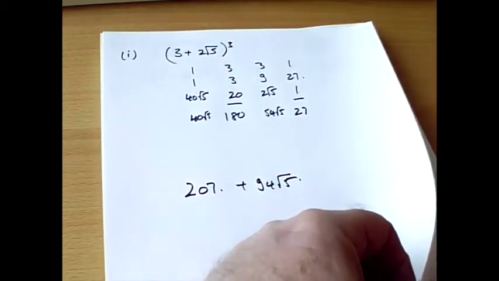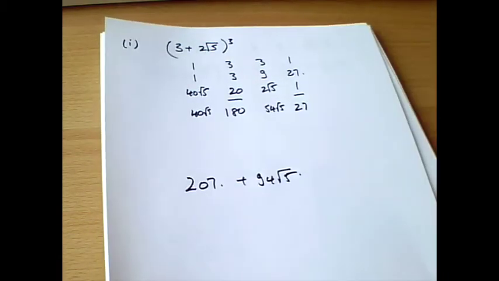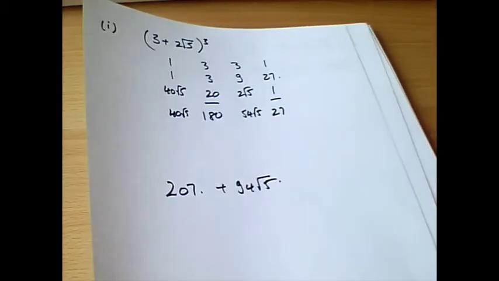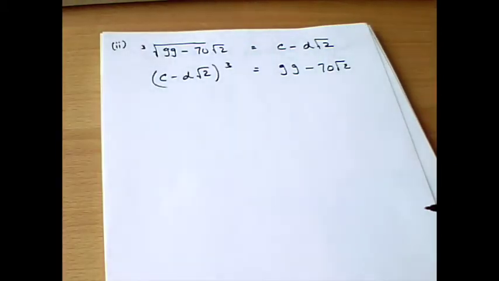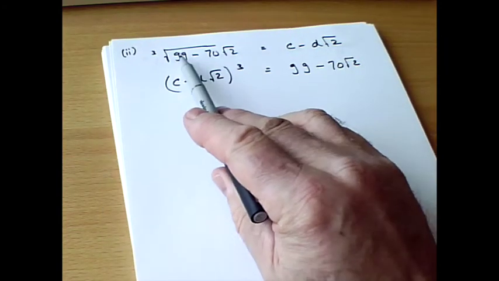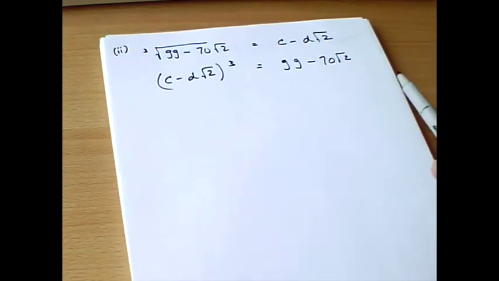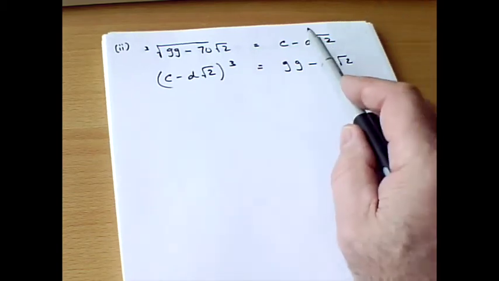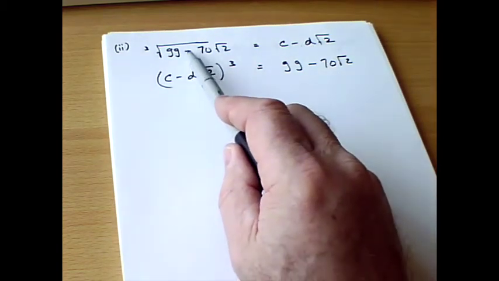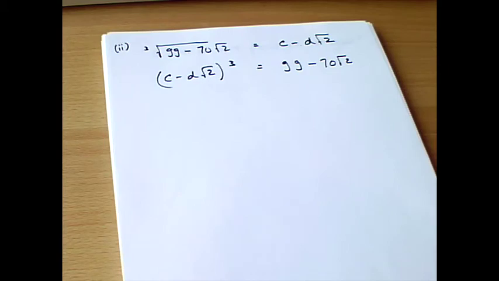Okay. It's also given us a hint. It tells us that we're pretty good at cubes. We are less good at cube roots. So when we look at this part about finding the cube root, really we need to rephrase the question as this side cubed is equal to 99 minus 70 root 2.